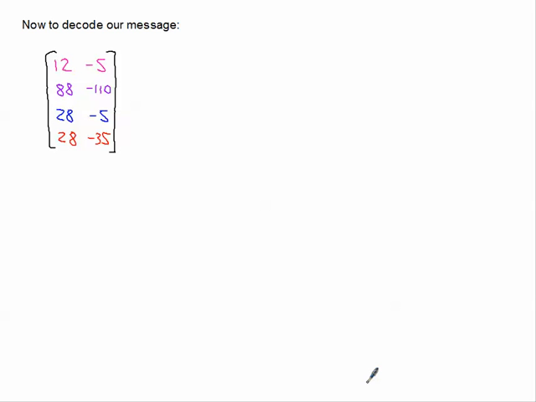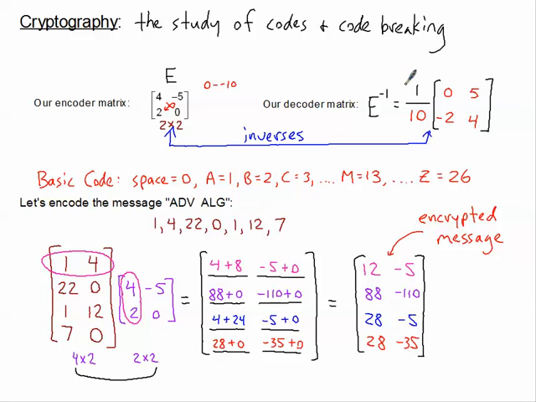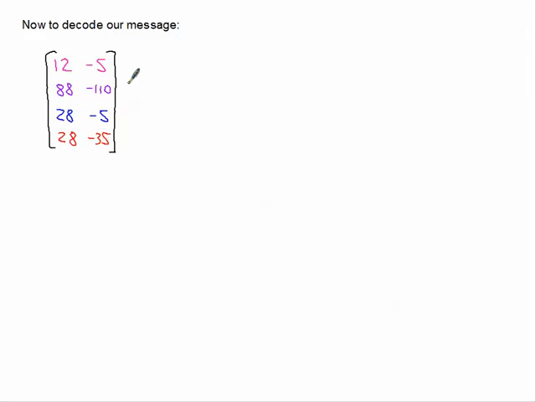Okay, so here we are on our next page and we have our encrypted message here that we're trying to decode. So we need our decoder matrix. I'm going to go back to our previous page. Here's our decoder matrix, 1/10 times 0.5 -24. So I'm going to put that right here, 1/10 times 0.5 -24. To decode our message, we simply need to multiply these two matrices together.